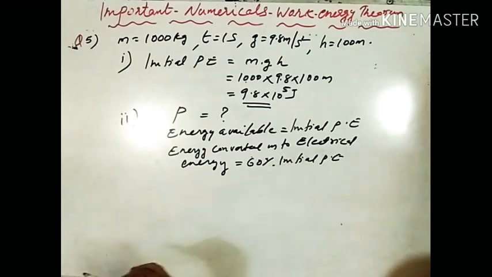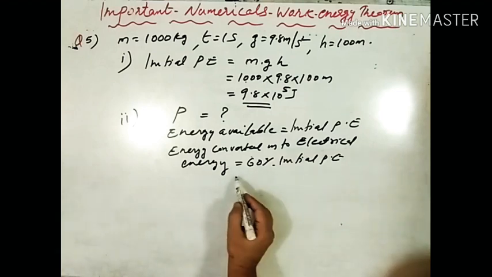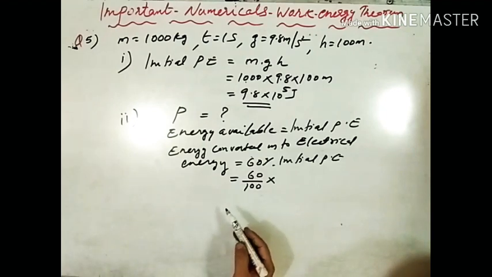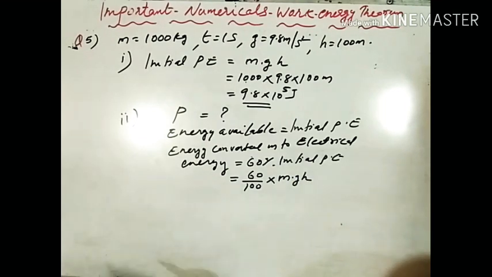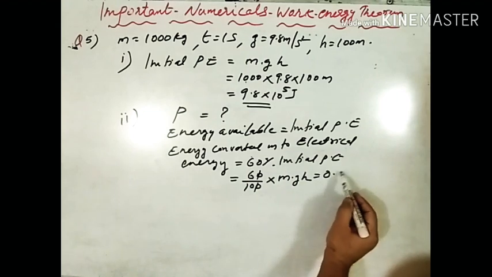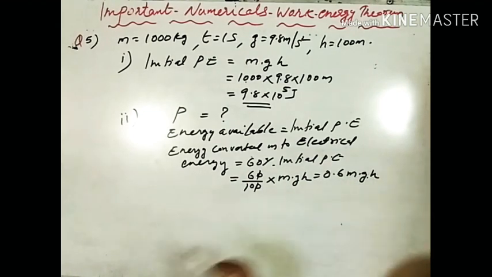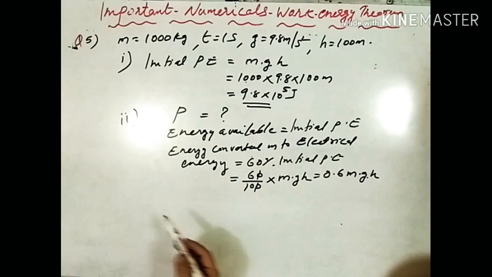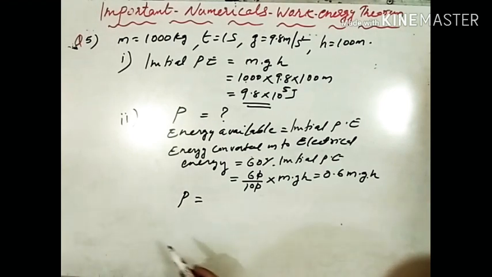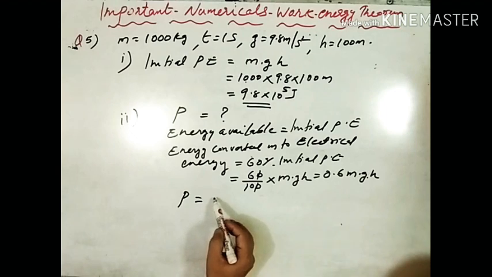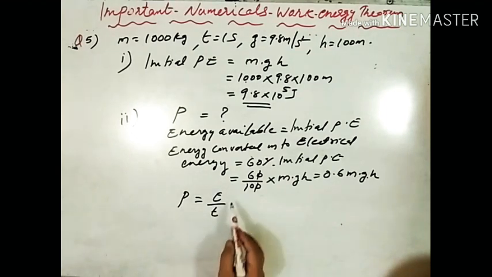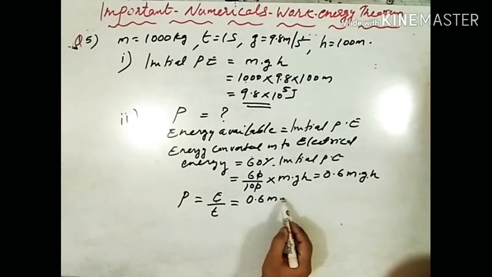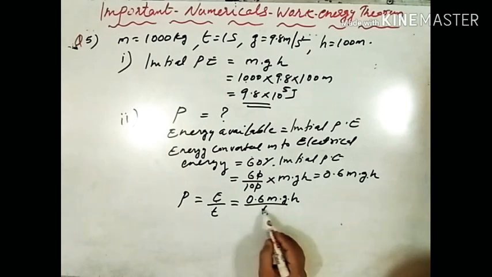40% is wasted. We are getting 60% of it. So that is equal to 60 divided by 100 into mgh. I can write 0.6 mgh. Yes, 6 by 10, 0.6 mgh. So what is the power generated? Power is equal to electric energy upon time, the rate of doing work. So E by T. What is E? The energy available to us, 0.6 mgh divided by T.